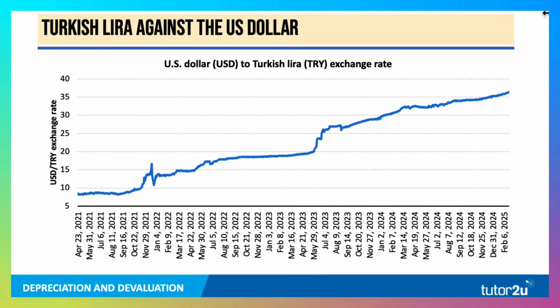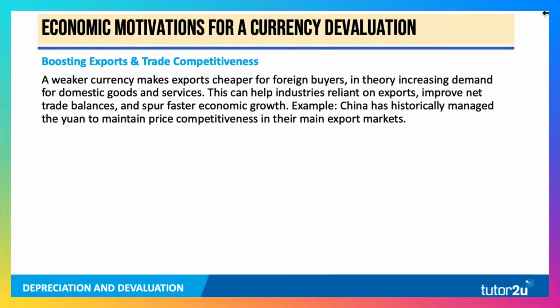Go back to 2021, you had to sacrifice 8 lira to buy $1. As we head into February 2025, at the time of recording this video, you have to give up 35 or 36 lira to buy $1. So the Turkish lira has been one of the weakest currencies in the world in the last 4 years.